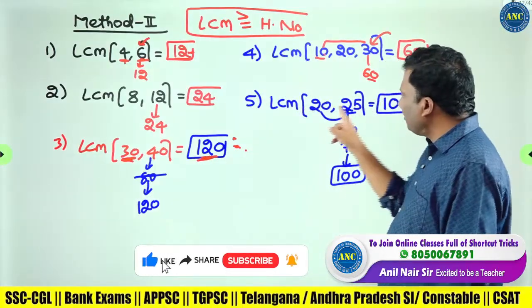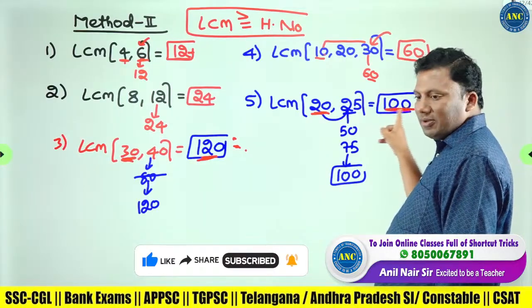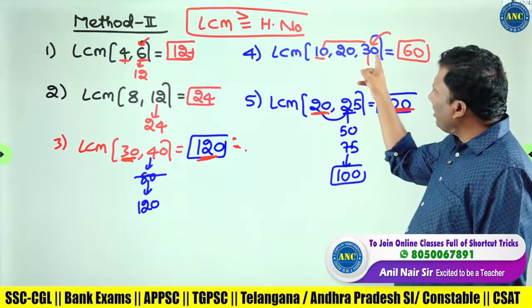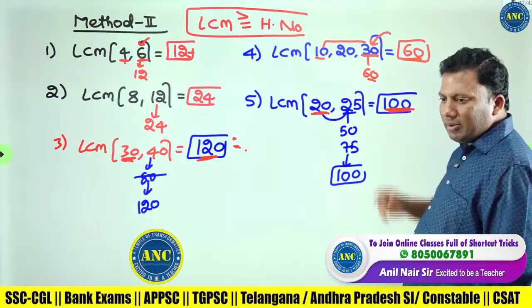Input one number, it is divisible by 10. Answer also it is divisible by 10. Input one number, it is divisible by 3. Answer also it is divisible by 3.